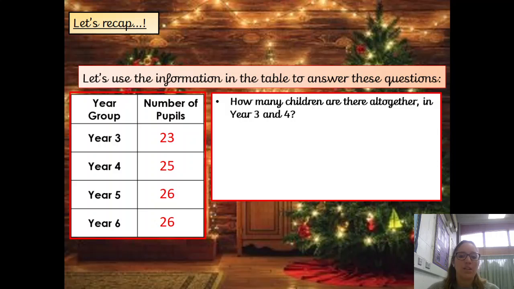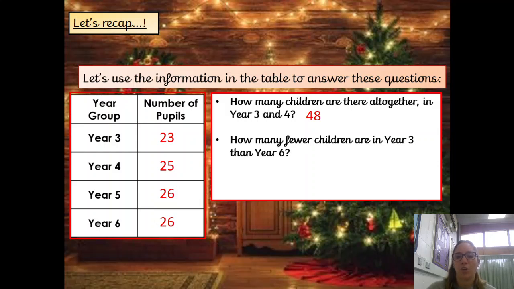Okay, so let's use this information in the table to answer these questions. How many children are there all together in Year 3 and 4? If we're finding out how much of something all together, what operation are we going to use? Hopefully you're saying add, or use addition. Brilliant. We know there's 48 children in Year 3 and 4 altogether.